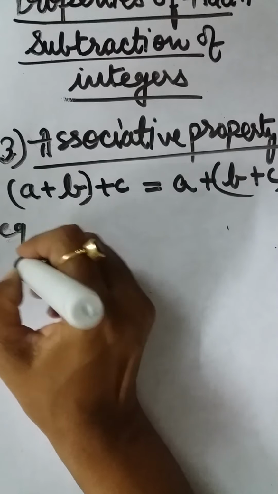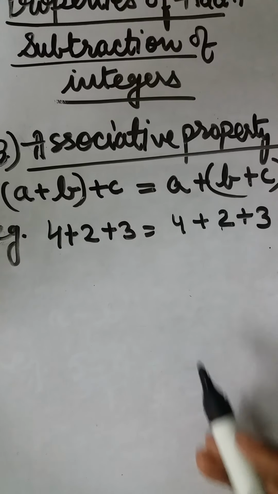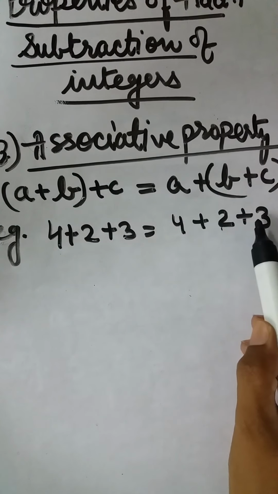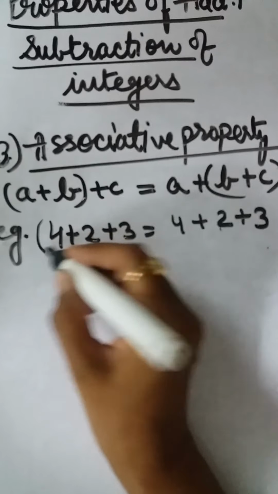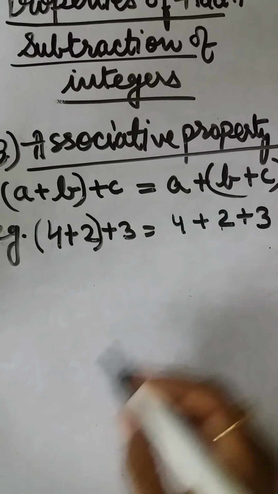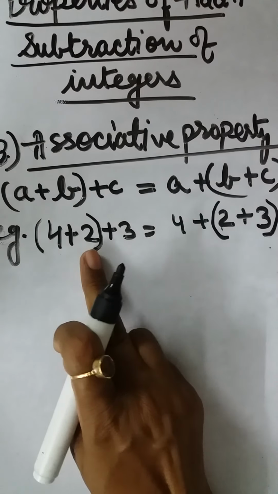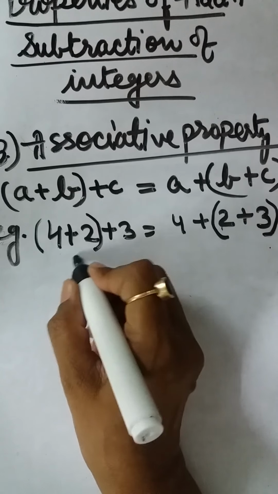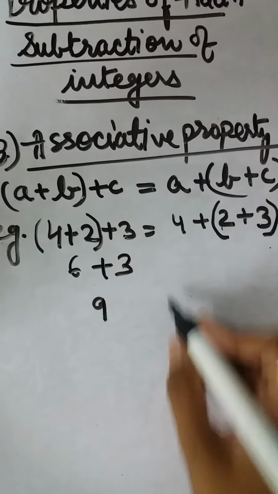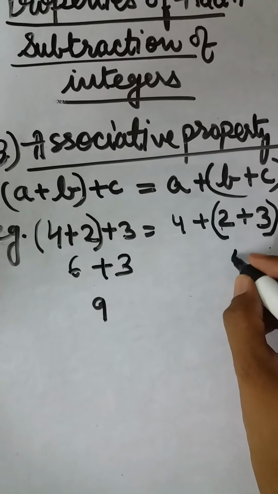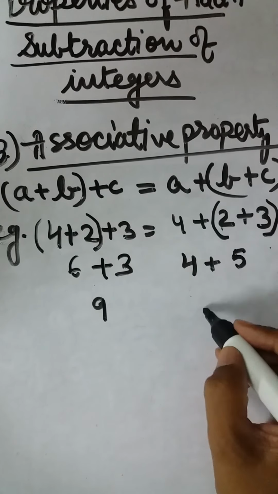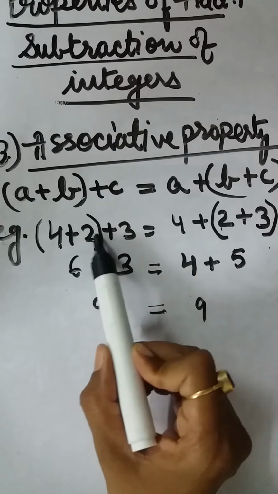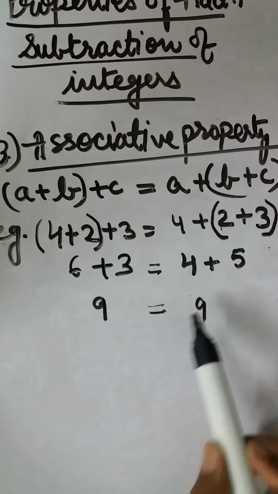Let us see with the help of one example. Here 4 plus 2 plus 3 is written two ways. We first solve this bracket, then the other bracket, and see whether the result is the same if we change the group of these numbers. This is 6 here and this is 3, and this will be 9. And we first solve this other one, it is 5, and when we add 4 to it, it will be 9. We can find here that no matter if we change the group of the numbers to be solved first, the result is the same.